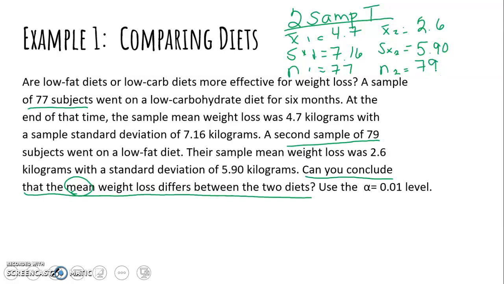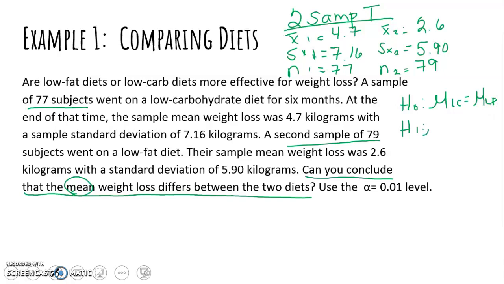Now, I just realized that I bypassed writing our null and our alternate statement, so let's go ahead and write those. I could just write mu1 equals mu2, or I could say we're trying to see if low carbohydrate diet differs from the amount of weight loss from a low fat diet. And we want to see if there's a difference. Now, the data that they gave us first, that I put in for x1, sx1, and n1, that was for the low carbohydrate diet. So I'm going to put low carb first as 1 and low fat as 2.